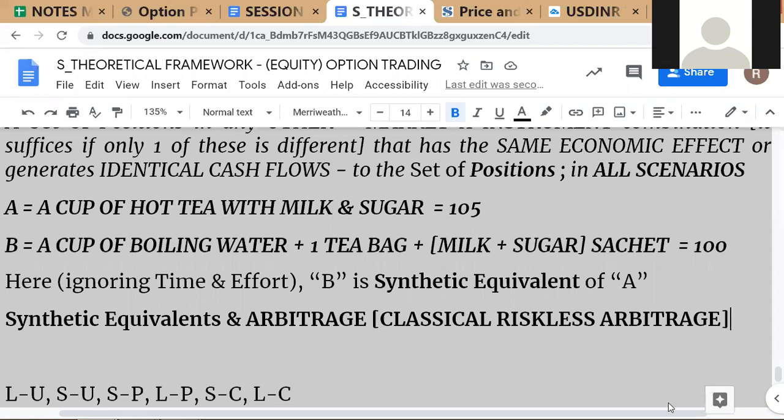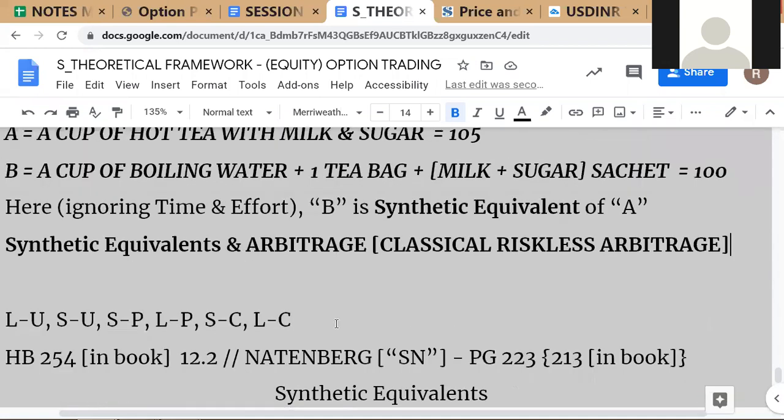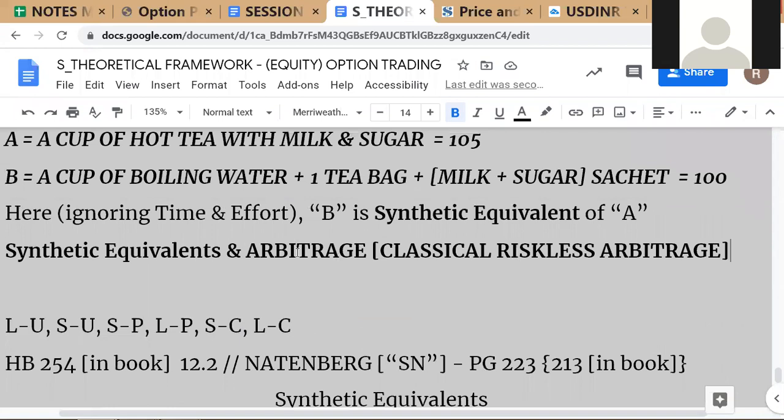So in a classical riskless arbitrage case, you have no position left, you have no risk, and that's the only case where we should use the word arbitrage. But industry is not that careful, so industry uses the word arbitrage in a lot of situations where you don't actually have classical riskless arbitrage. Okay?